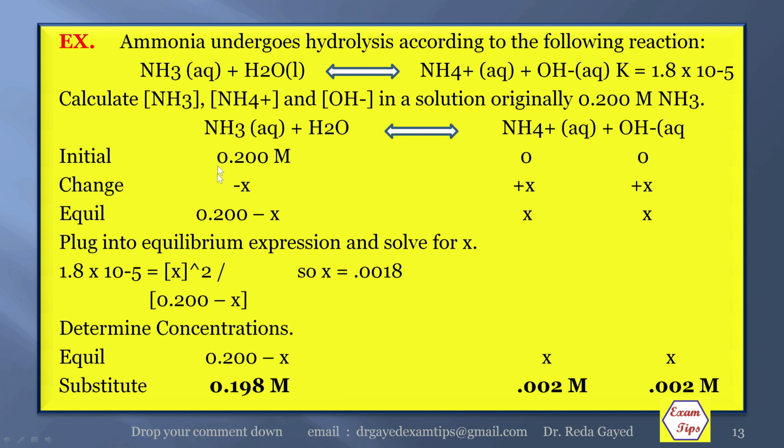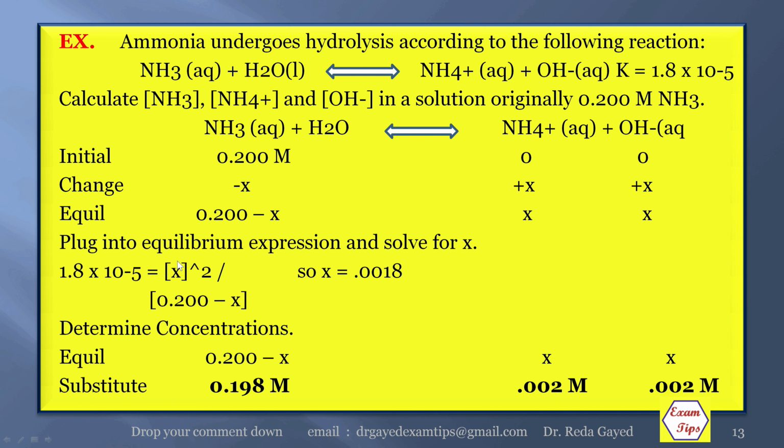What about the change here? NH3 will lose something, so we'll have minus X. And all of the products will gain something, the same, plus X. Why plus X? Here is a coefficient. As per the balanced equation, it is 1, here 1 and here 1. So it is the same change, plus X. At equilibrium, add this row plus this row. So 0.2 minus X, and this will be X, and the product here is X.